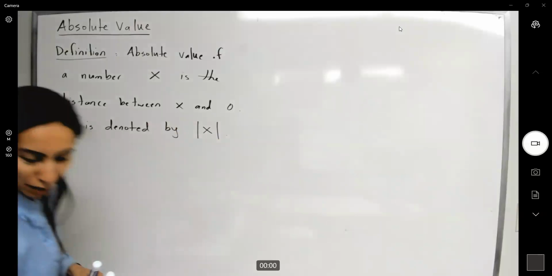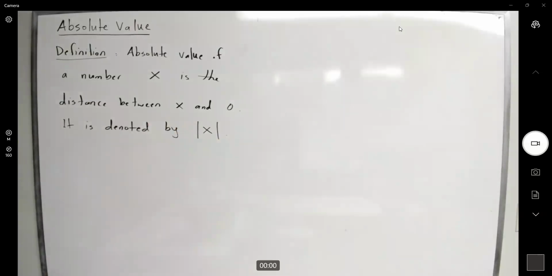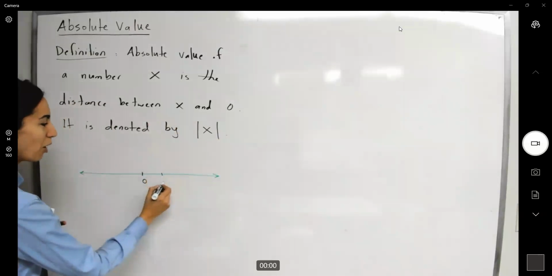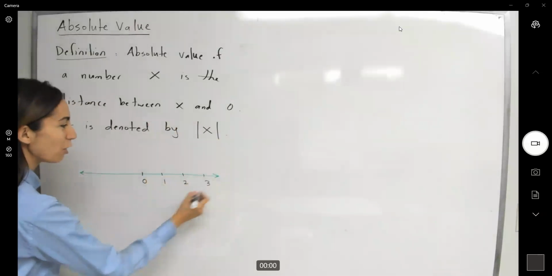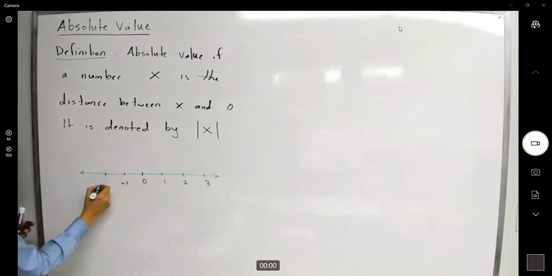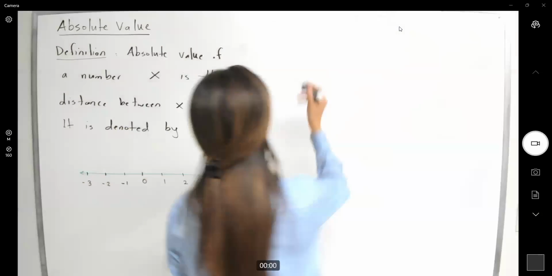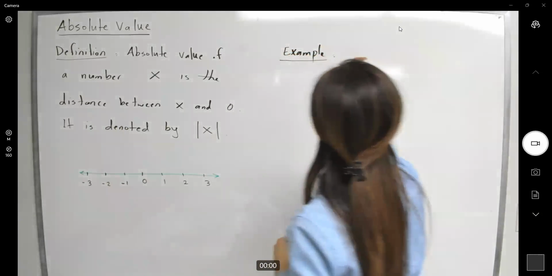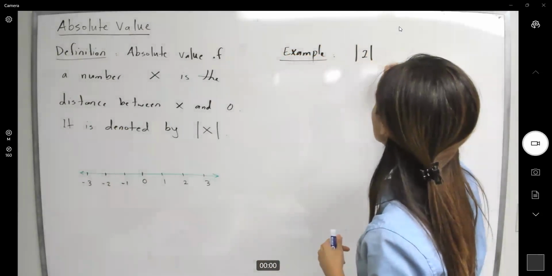Remember that when you're talking about the number line, we have 0 in the middle. This is 0. We have some positive numbers representing the positive part of the x-axis and some negative numbers on the left-hand side. So what is the distance? Suppose I ask you to find the absolute value of 2. What's the meaning of that?